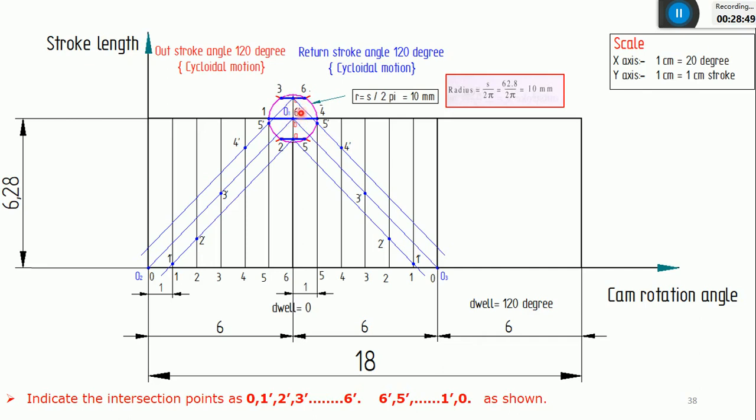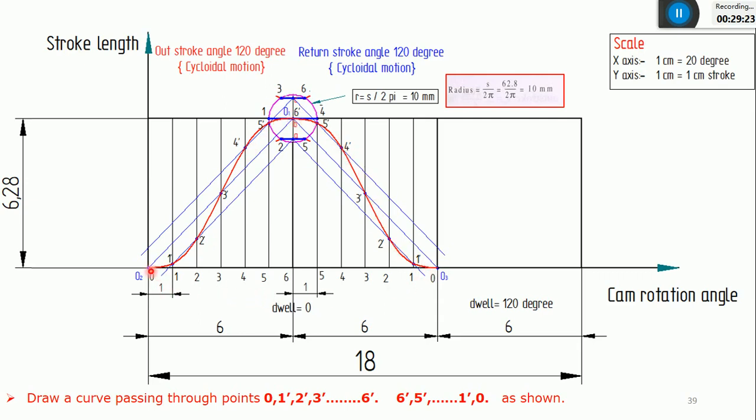So 6 dash will be common for both outstroke and return stroke because there is no dwell between the outward angle and the return angle. After getting all these points, I'll draw a smooth curve to pass through all these 12 points, that is from 0 to 1 dash, 2 dash, 3 dash, 4 dash. I'll draw a smooth line. You can see the red color line. It is for the first outstroke and this is for the return stroke.